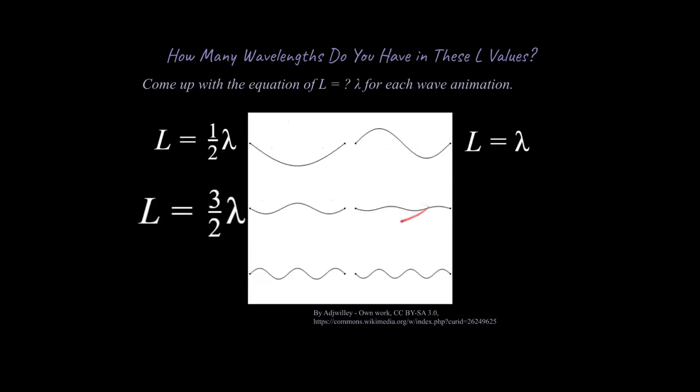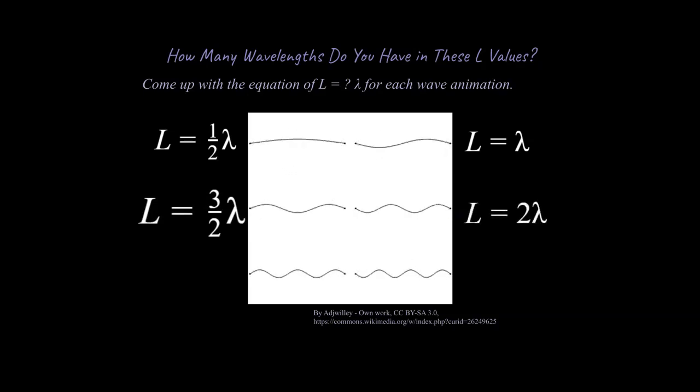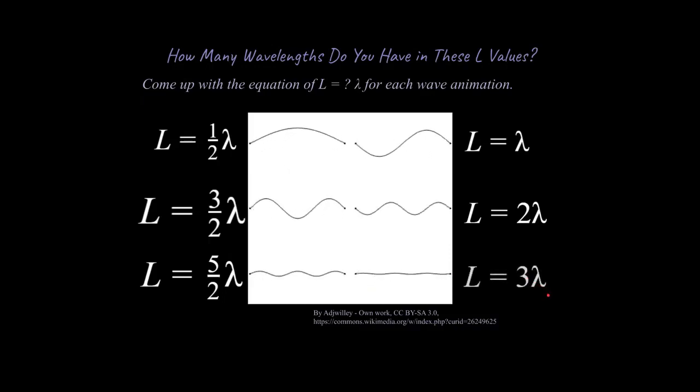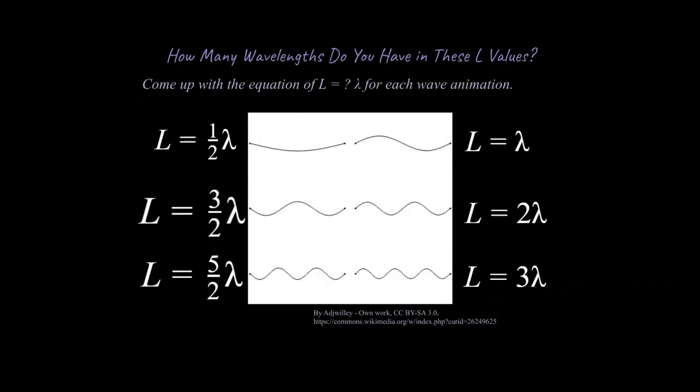How about this one over here? L is equal to 2 wavelengths, or you could say 4/2 wavelengths. That reduces to 2 wavelengths over here. How about this one over here? Okay, so that's going to be 5/2 wavelengths, or 2.5 wavelengths. How about this one over here? L is equal to 6/2, or 3 wavelengths. And if you can write out this equation right here, then you can do a conversion later and solve problems with it.